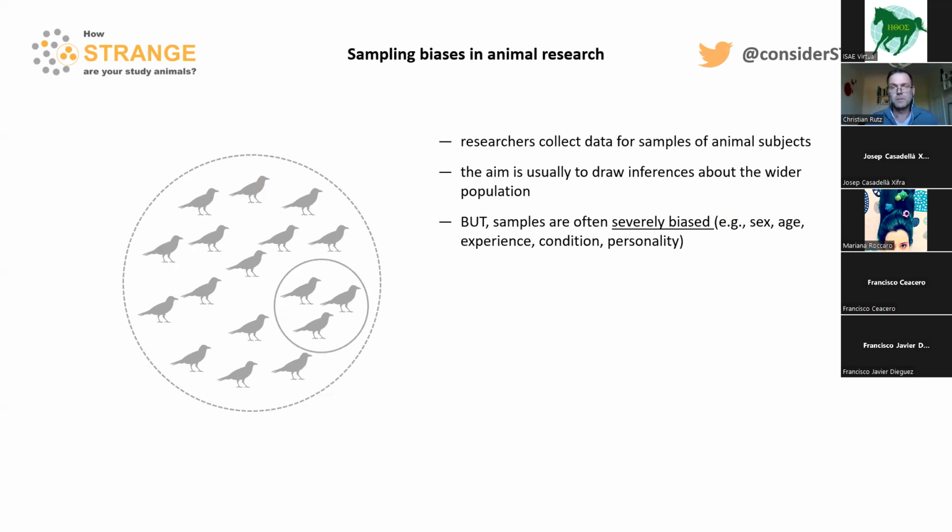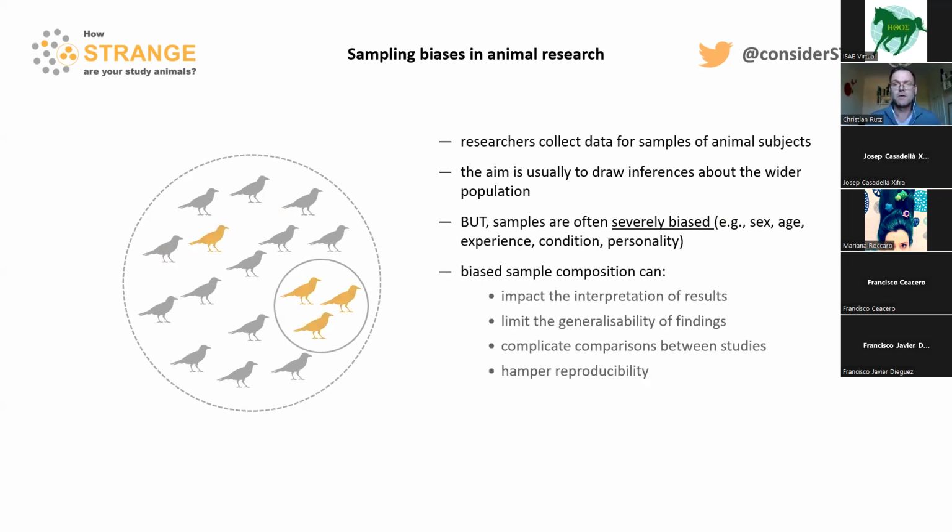But the problem is that samples are very often severely biased, for example, with regards to sex, age, experience, condition, or personality. In this mock example here, I ended up taking measurements for three orange phenotypes, even though orange is the rarer phenotype in the larger population. Most of these hypothetical crows are of the gray phenotype. So I just ended up with a non-representative sample.